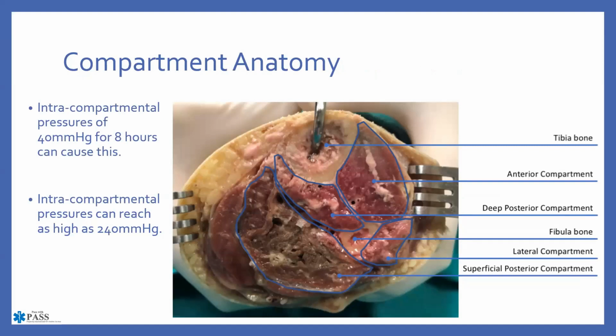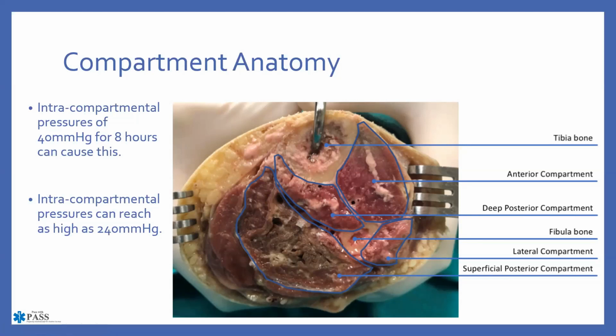So compartment anatomy. This is a cross-section of a lower extremity, and I know that because here's the tibia, and then down here in this area you can see the other bone. That is your fibula. So here's the tibia, here's your fibula, and then you have different muscle tissues, et cetera. And you can see some areas and openings where vessels were previously at.